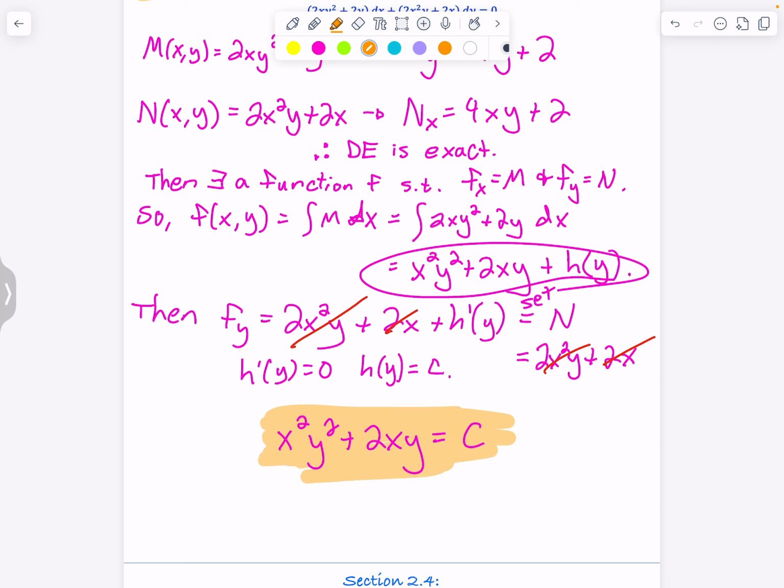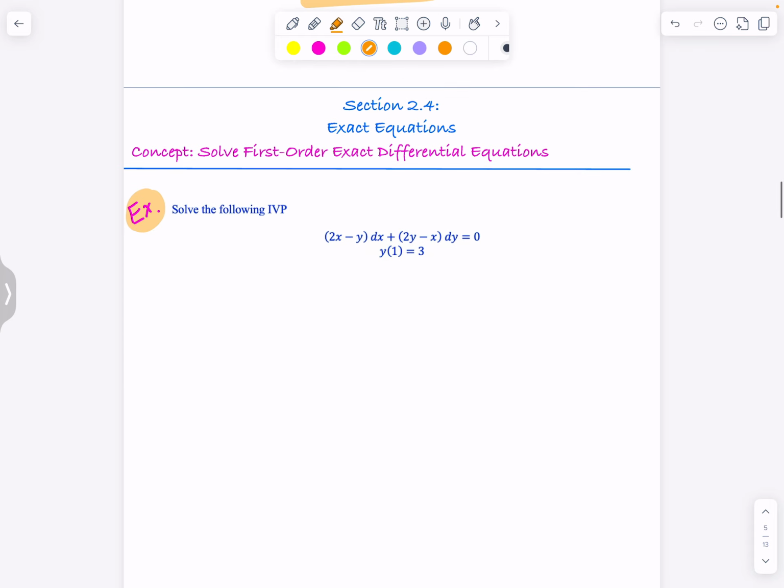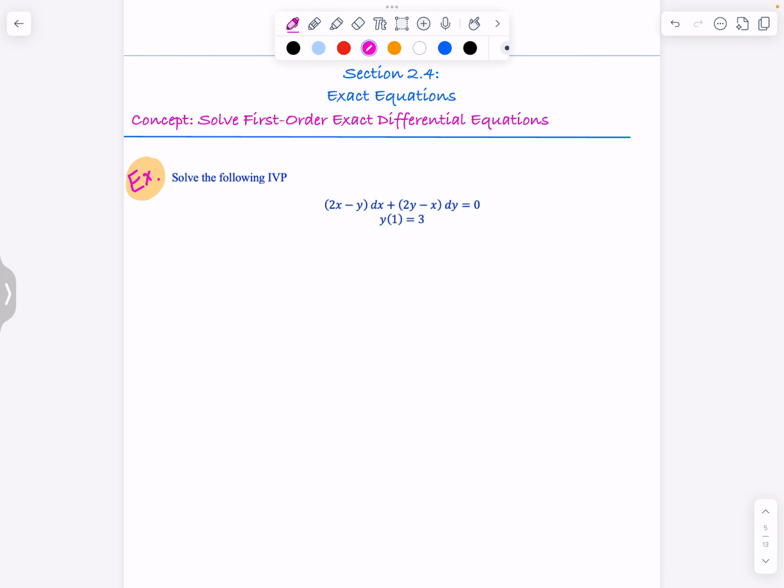So remember, it's self-checking. You could take the derivative with respect to x, it should be the M. Take the derivative with respect to y, it should be your N. I think I said with respect to n, and I meant with respect to y. Okay, so for 2.4, we got one more here. This is going to be an IVP, and then we're going to work on a method that if something happens, we can actually use exact.